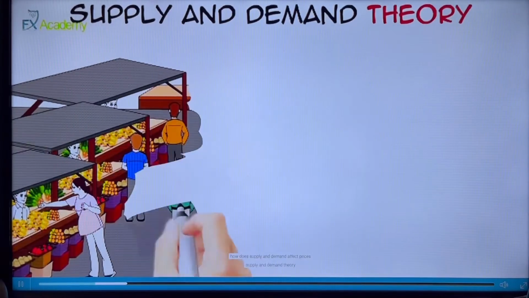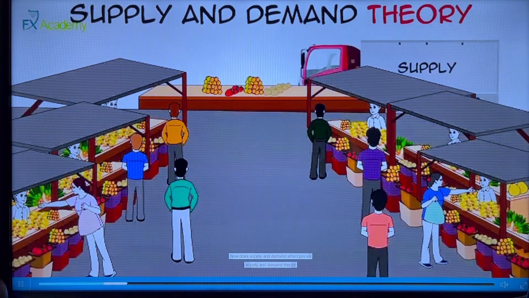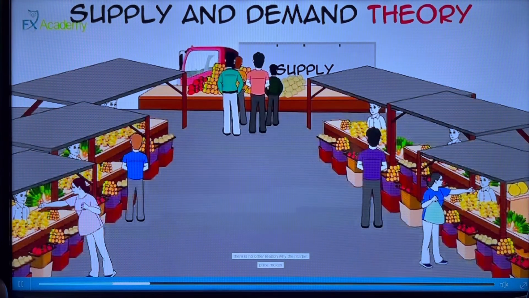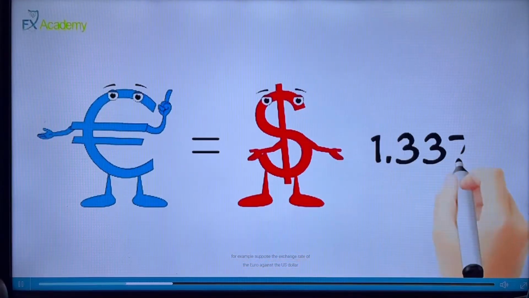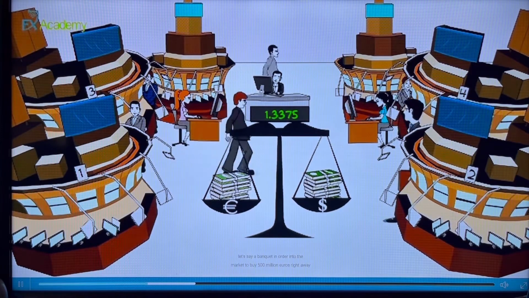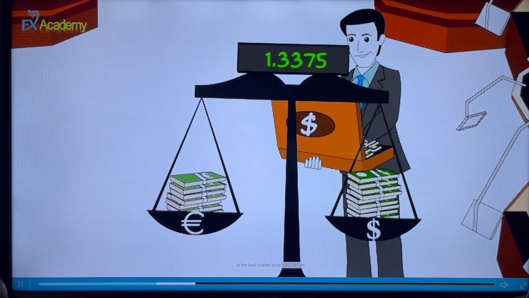Supply and demand theory. The market price of anything bought and sold in a free market like Forex moves for one reason only: changes in supply and demand. There is no other reason why the market price moves. For example, suppose the exchange rate of the euro against the US dollar is at 1.3375. This means it costs 1.3375 US dollars to buy 1 euro. Let's say a bank puts an order into the market to buy 500 million euros right away at the best market price it can get.